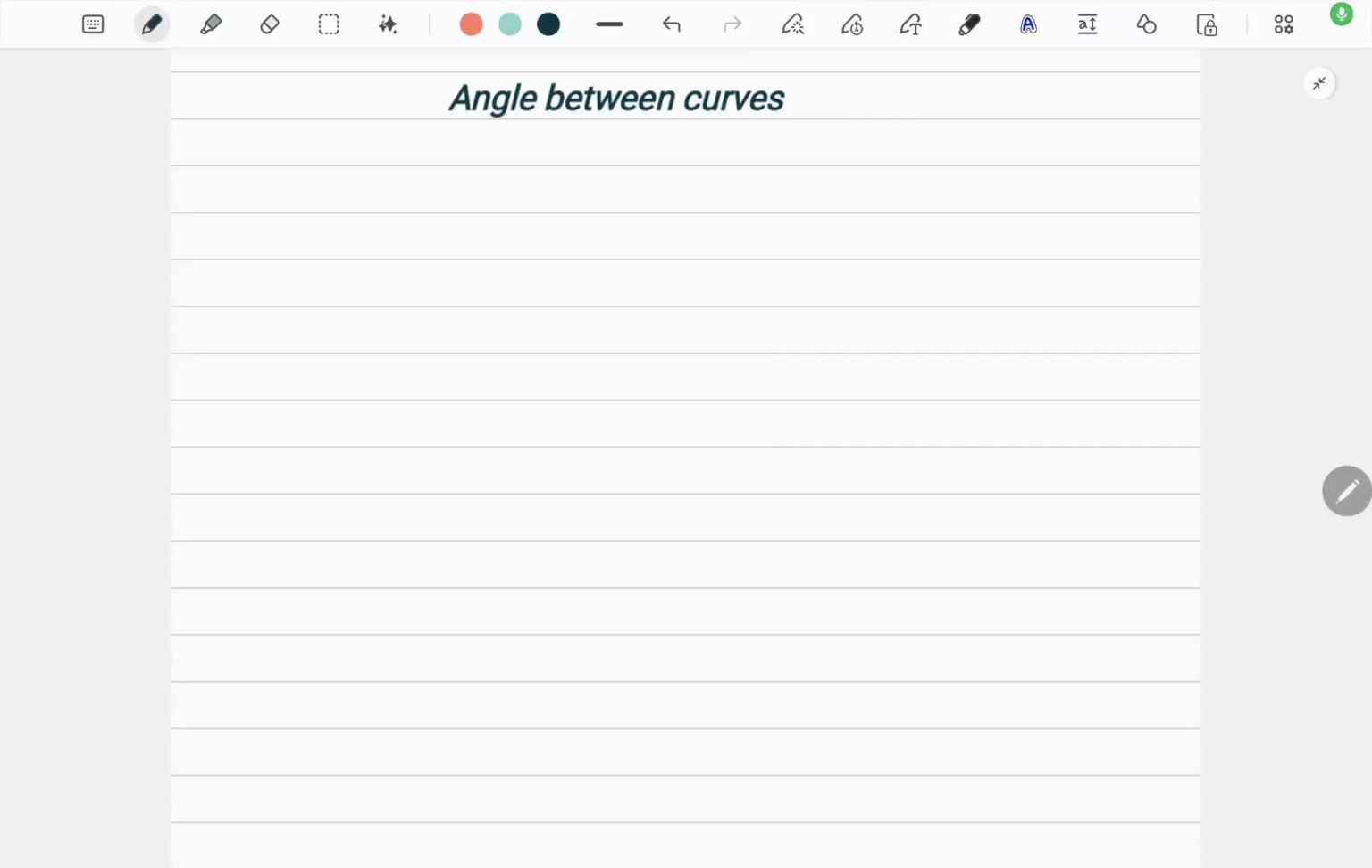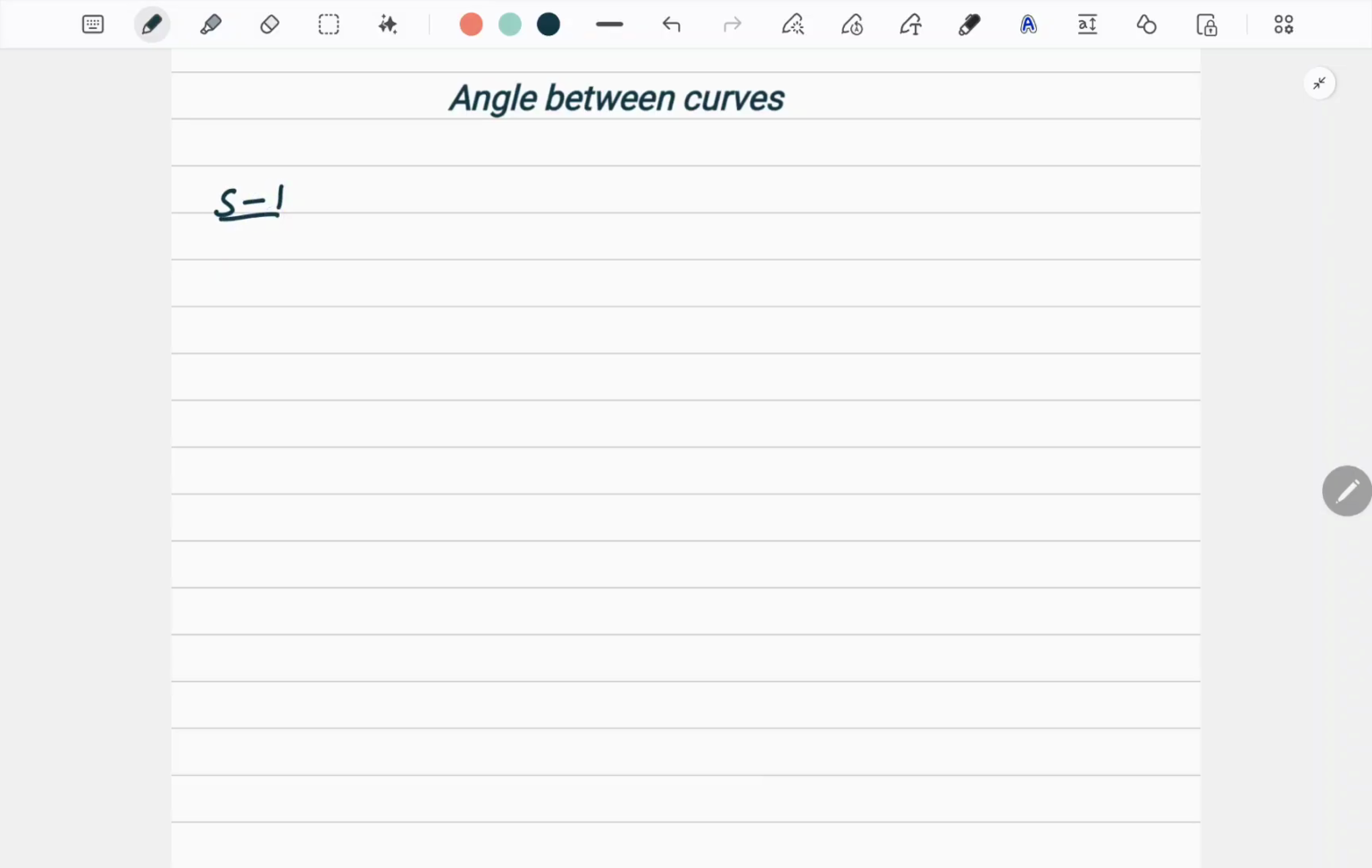Hello students, in my last video I taught you how to check whether two curves are orthogonal or not, or whether they intersect orthogonally, or make 90 degrees or not. Now we will learn how to find the angle between the curves. What is the concept basically? What will be the steps that I'll teach you?